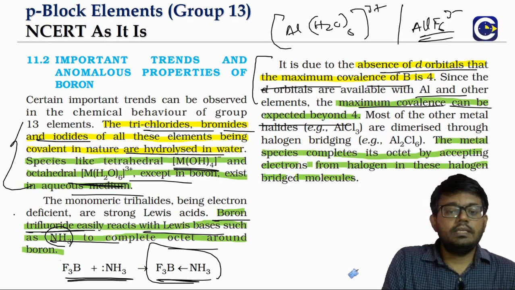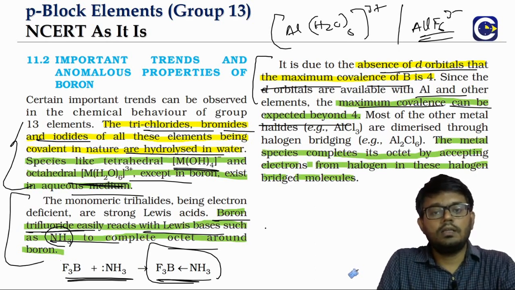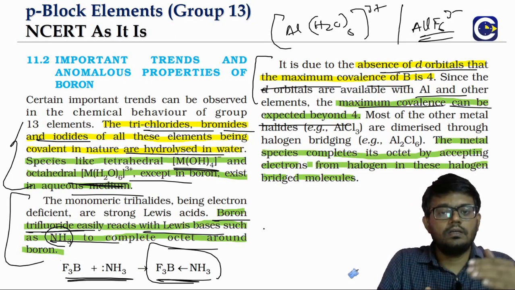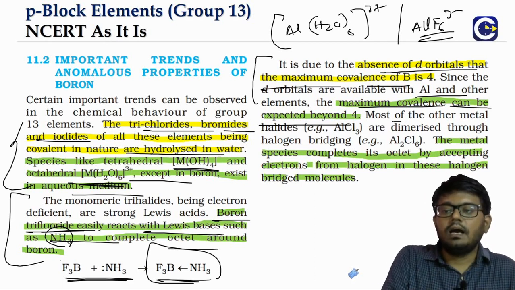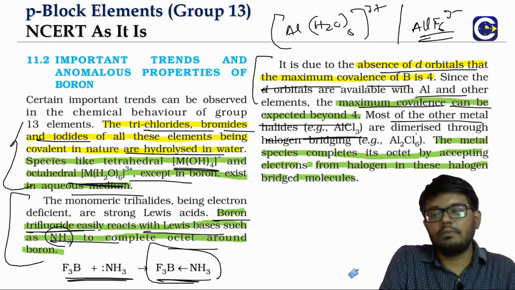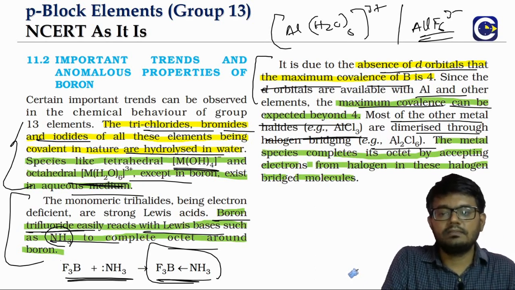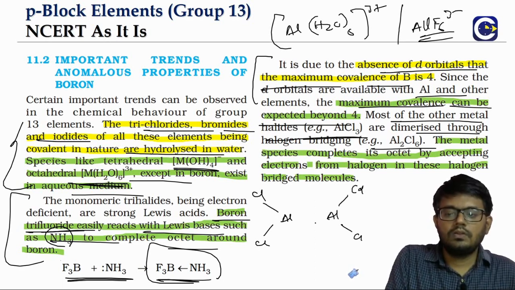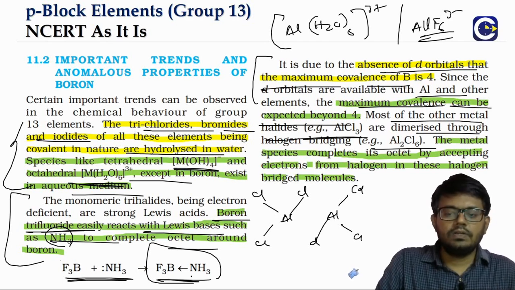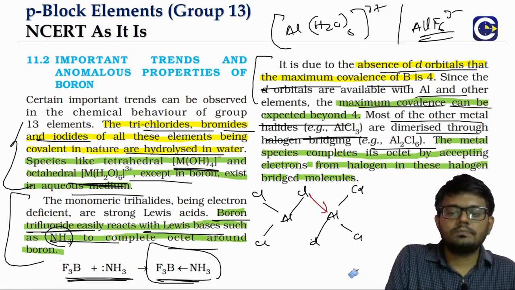Now, while the boron halides act as Lewis acids easily and combine with Lewis bases, the other halides, like AlCl3, for example, which we talked about, get dimerized by the formation of a bridge. Remember, we talked about the bridge. It has an aluminum, another aluminum, and in this bridge, each aluminum will form 2 bonds.